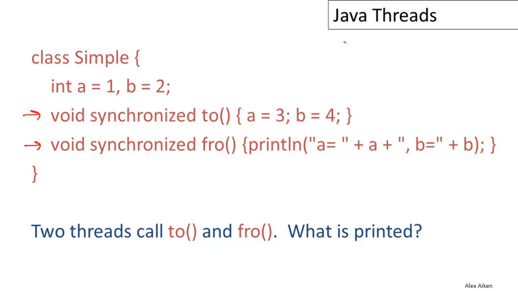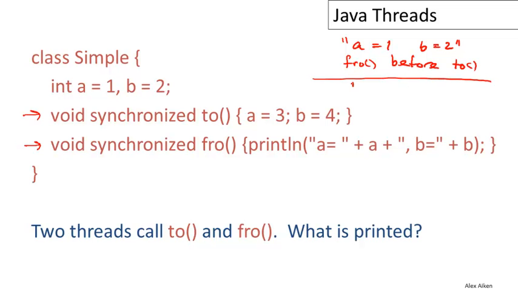So now there's only two possible outputs. One, there's only two possible strings that could be printed. One is that A is equal to 1 and B is equal to 2. So in this case, the fro method executes before the to method. So that's fro before to. Okay, meaning all of fro before all of the to method. And the other possibility is A is equal to 3, B is equal to 4. All right, and that would be the to method executing in its entirety before the fro method. And those become the only two possible interleavings when both methods here are synchronized.